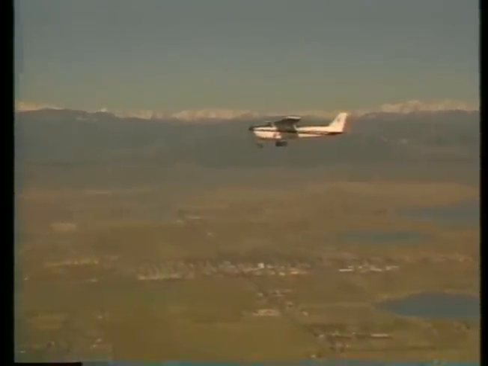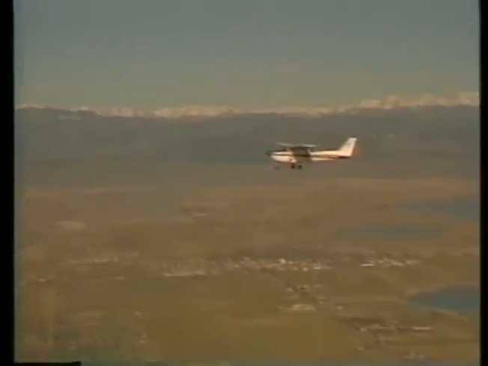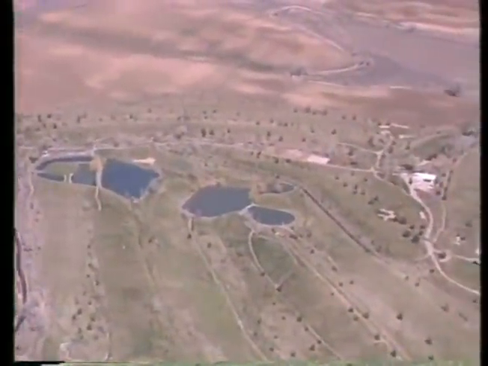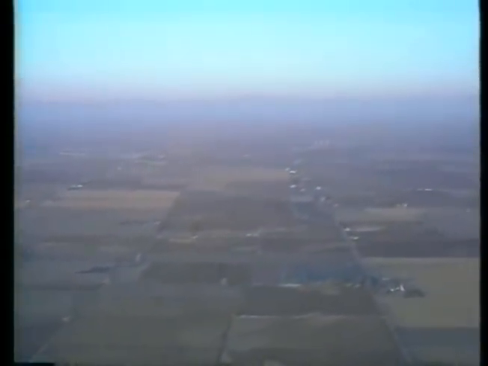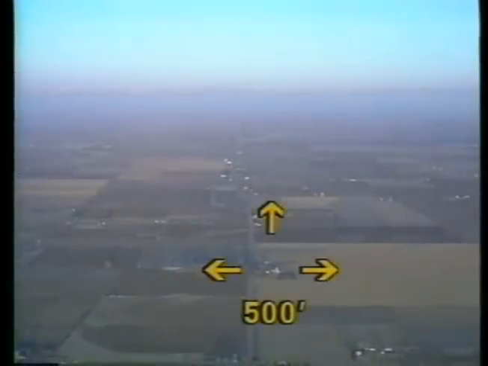There are also minimum safe altitudes you must adhere to in order to ensure that you have enough time to take the proper corrective action in the event of an emergency. When you're flying over uncongested areas, you must fly at least 500 feet above the surface. Over open water or sparsely populated areas, there is no minimum altitude. The only restriction here is that you cannot fly closer than 500 feet to any person, vessel, vehicle, or structure.